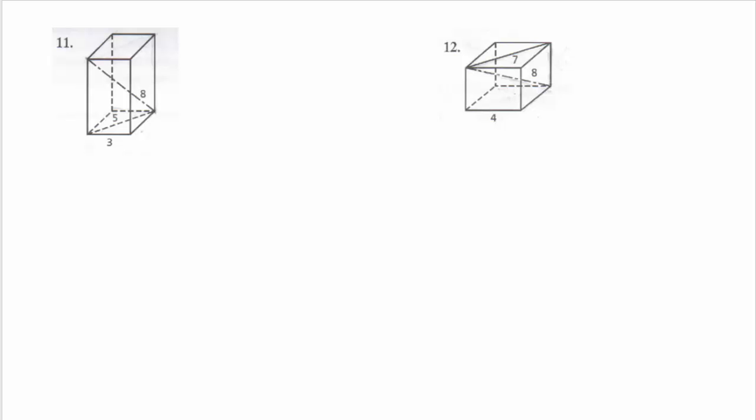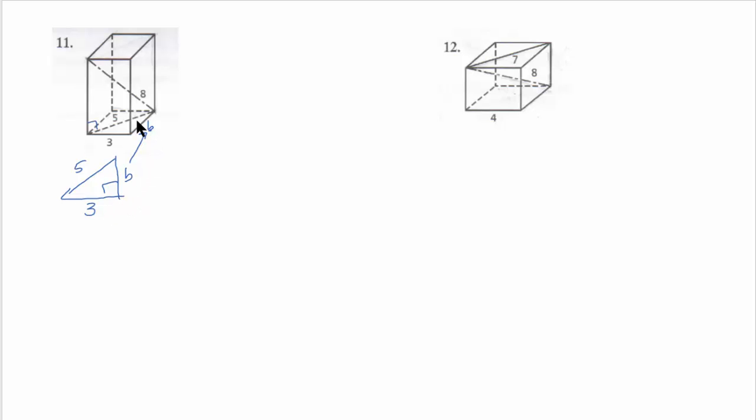Number 11, similar idea. We're going to have to use the Pythagorean theorem. You can see there's a right triangle in here. Okay? And if you think about that right triangle, there's also a right triangle in the bottom here, in the base. I know that this right triangle right here, this front edge is 3, and I know that this hypotenuse right here is 5, which means I can use the Pythagorean theorem to find this length right here.